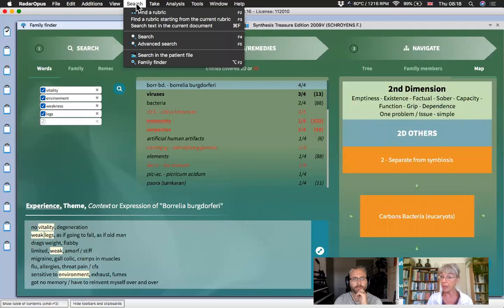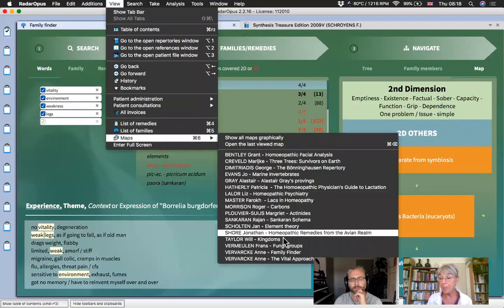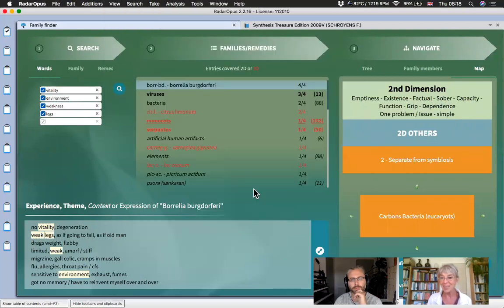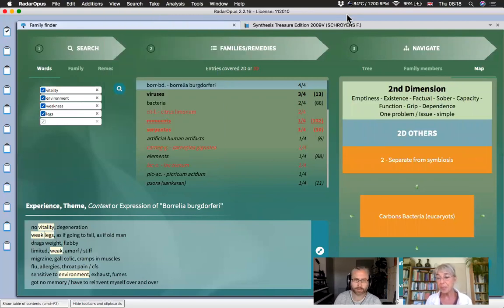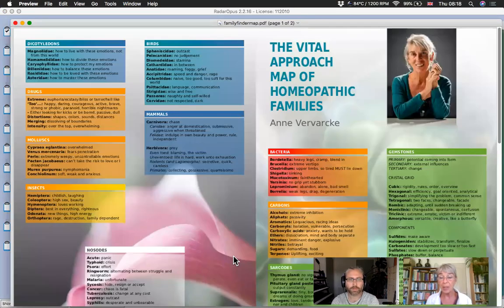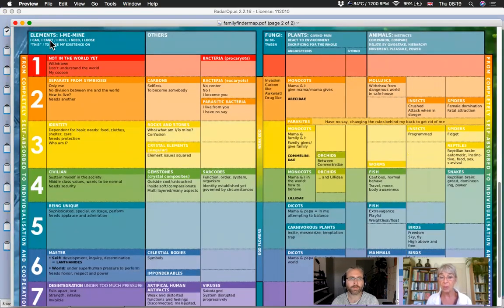So you can see the bacteria are here on row 2. On the map, it's visible immediately. We can show the map so the viewers can see the overview, but you can already see the color. There's the map. And then you scroll down and you have an overview.